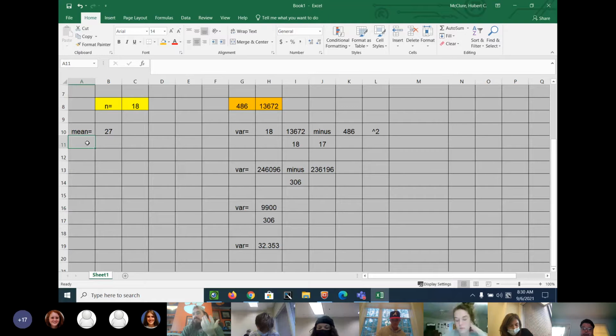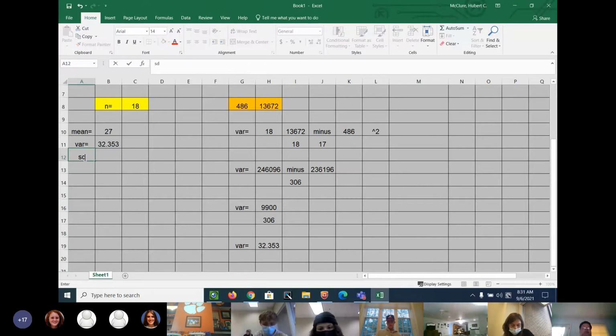Variance is equal to that number right there. And then, of course, what's the relationship between the mean and the standard deviation? Anybody? I'm waiting for somebody to communicate. What is the relationship between the mean and the standard deviation? Square root, thank you. Or raise the variance to the 0.5 power, or 1/2 power.